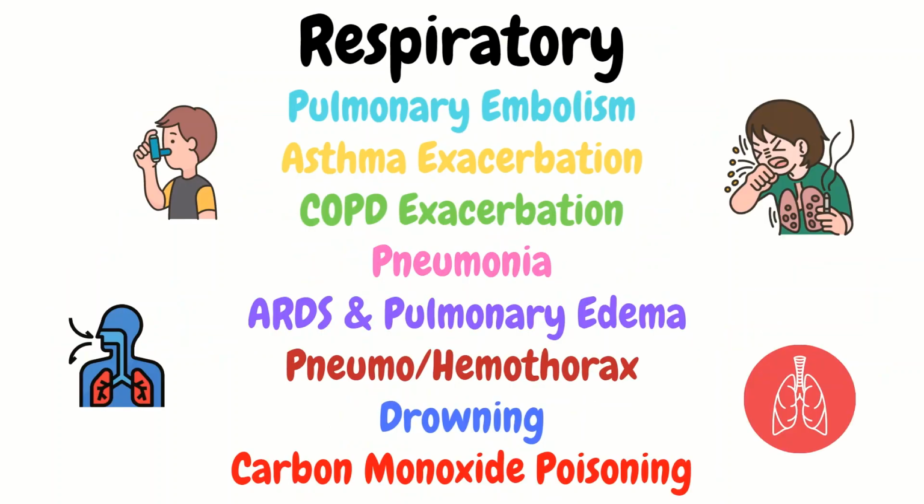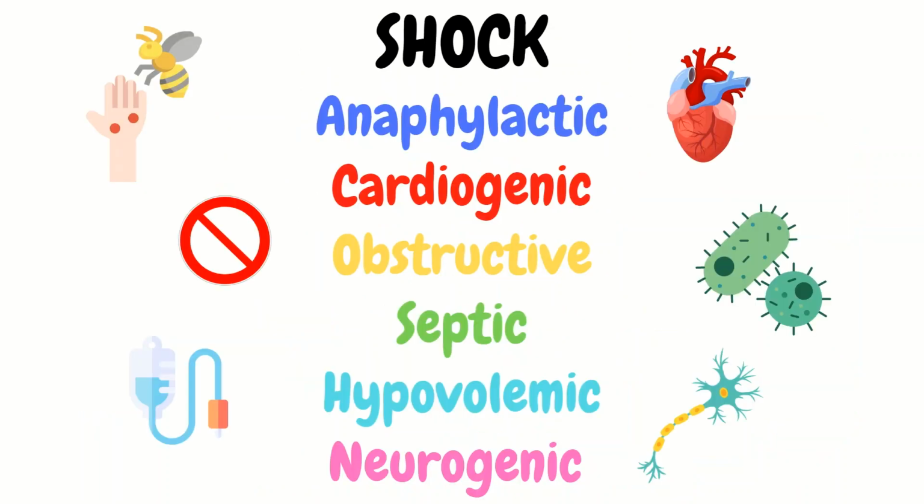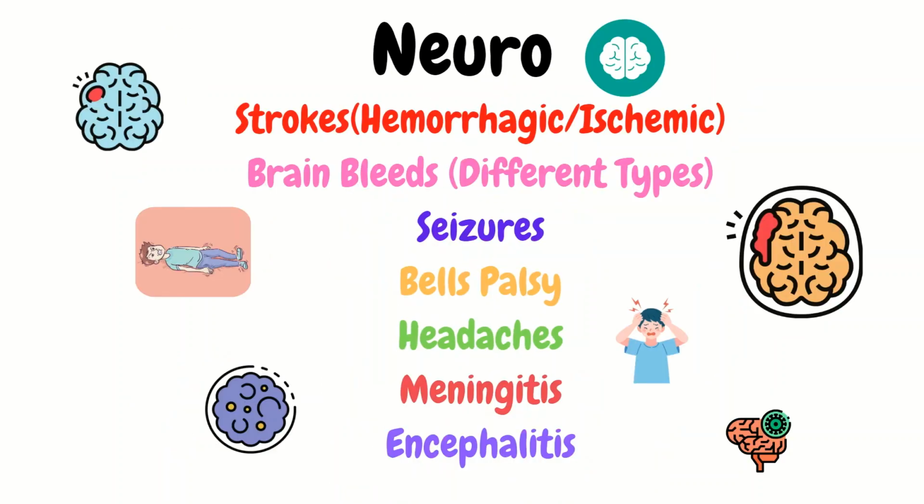For respiratory conditions, we have pulmonary embolisms, asthma and COPD exacerbations, pneumonia, ARDS and pulmonary edema, pneumo and hemothorax, drowning, and carbon monoxide poisoning. Next is shock. Take the time to familiarize yourself with each of the types, which include anaphylactic, cardiogenic, obstructive, septic, hypovolemic, and neurogenic shock. As for neuro conditions, we listed strokes, which include hemorrhagic and ischemic strokes.